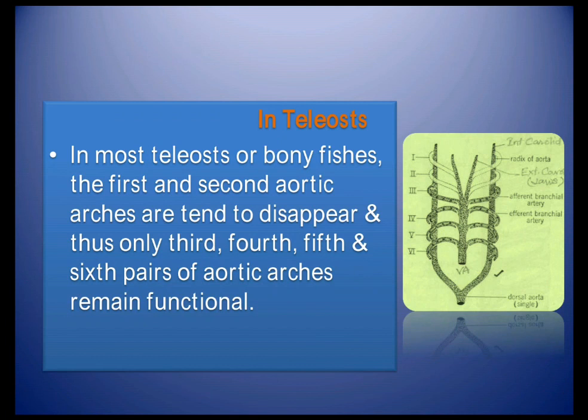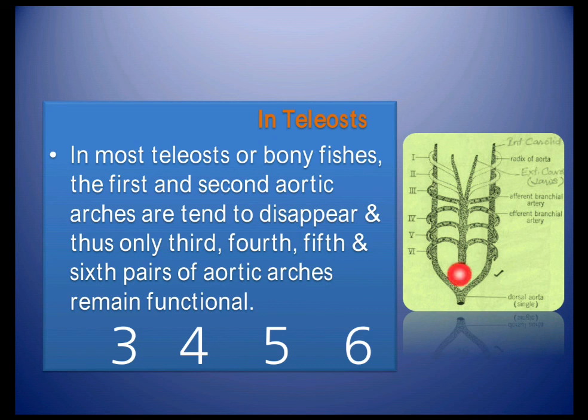As you can very well see in this case, the arch number 1 and the arch number 2 have been lost. They have not been formed here. You can make them with dotted line. So they are reduced, they are gone. What we have is 3, 4, 5 and 6. We don't have 1, we don't have 2. So these 2 have disappeared, and the 4 aortic arches are functional in the case of the bony fishes. Here you can very well see, we have written efferent branchial artery and the efferent branchial artery.